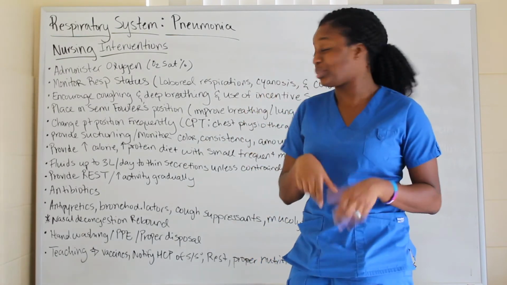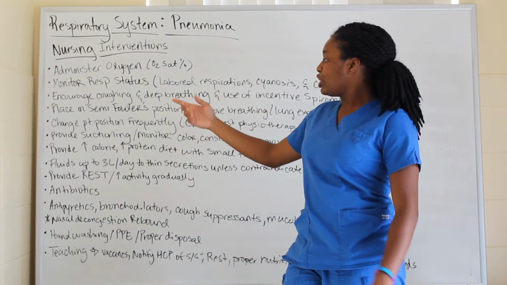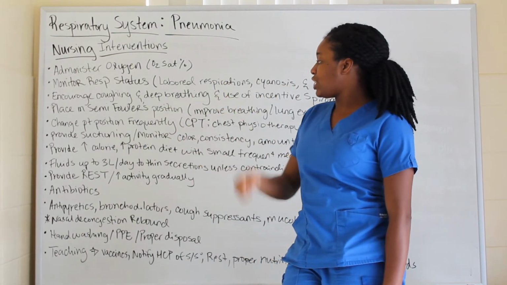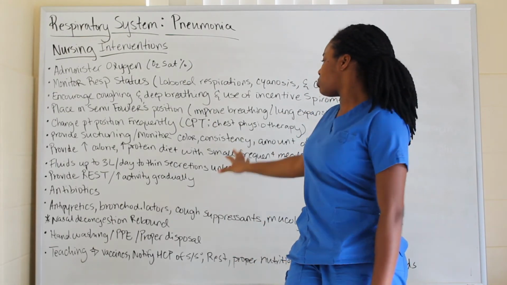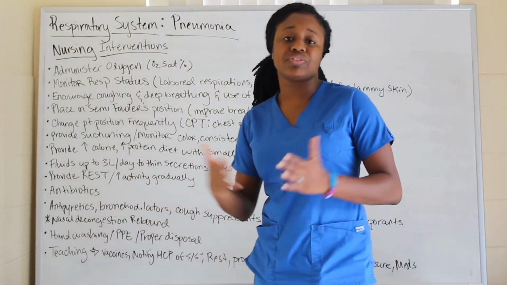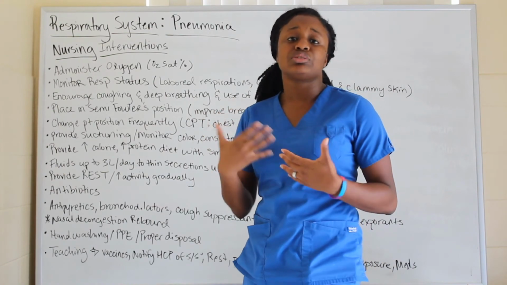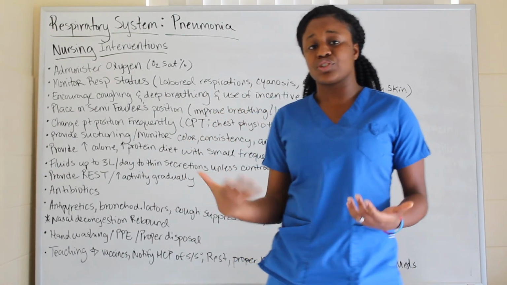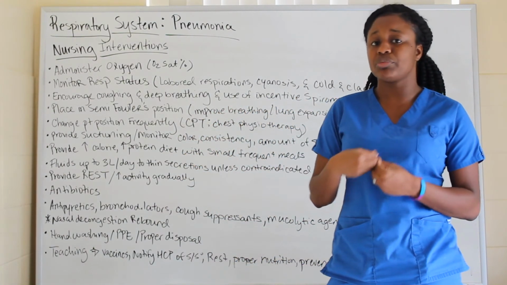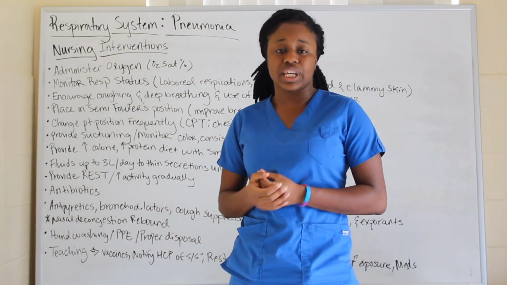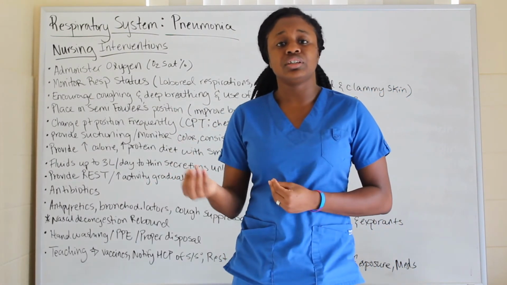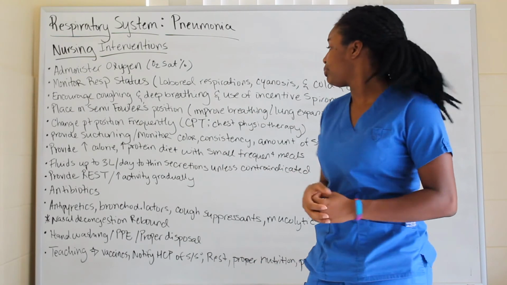You want it to be clear. Also, you want to provide an increased calorie, increased protein diet with small, frequent meals. And again, you don't want to give them big meals because they're going to have an overexertion and they may have shortness of breath. So you want to give them small meals that they can have frequently throughout the day, so that way they're still getting the calories that they need, okay?